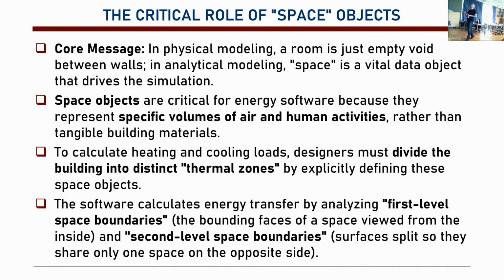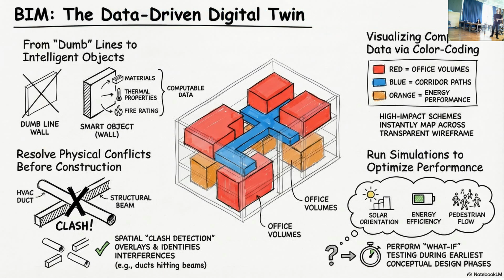And of course, we need spaces where we define the specific volumes of air for human activities, okay? So you create distinct thermal zones, and then you create space boundaries, first level and second level space boundaries. The first level space boundaries are about the bounding space of space width for inside, and the second level is like these surface splits, so they basically share only one side, like the outside walls, okay?